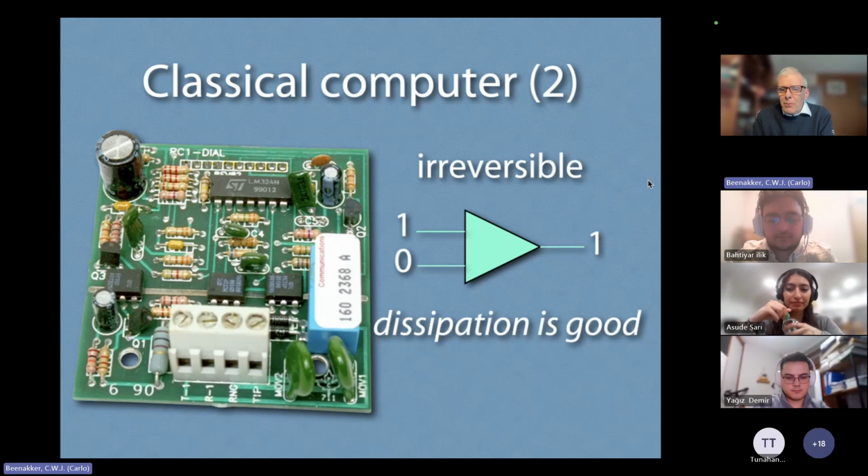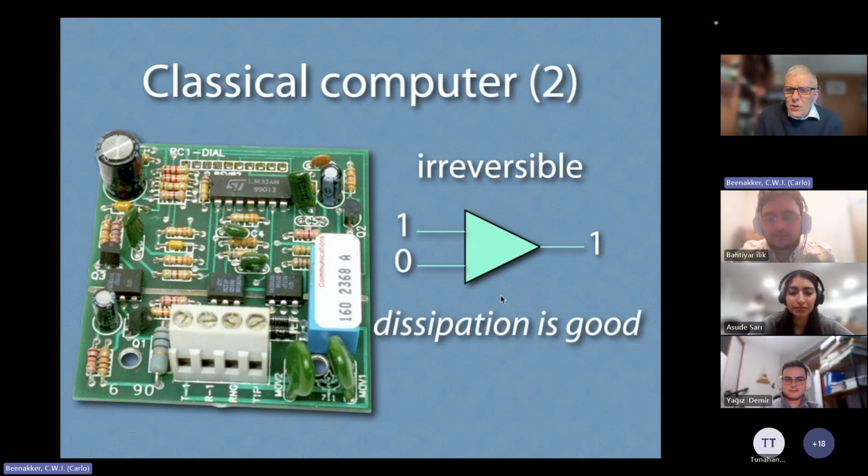And for example, if you think about a classical computer becoming hot, right? The computer which you have on your laptop becomes hot, and heat is a signature of dissipation. It's a signature of irreversibility, if you wish. And that's really important.